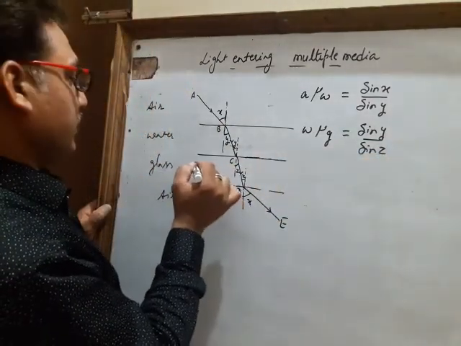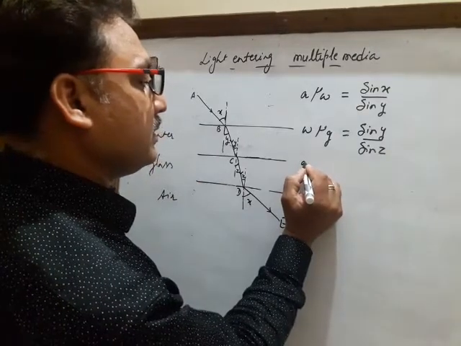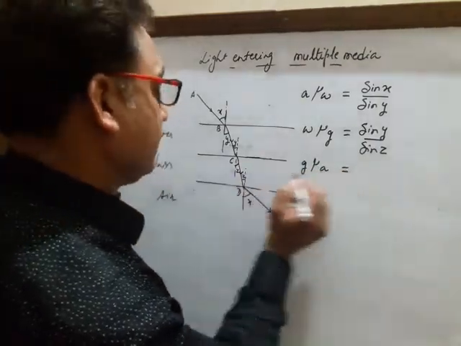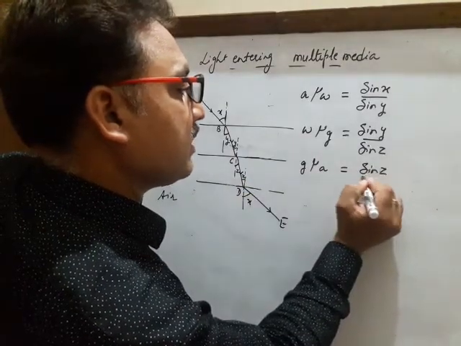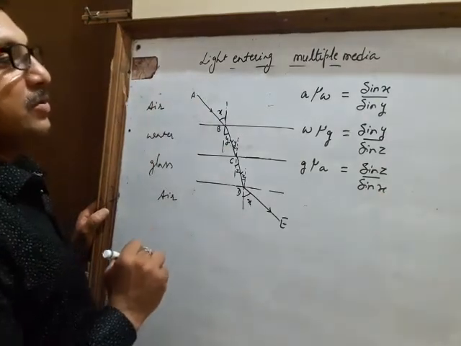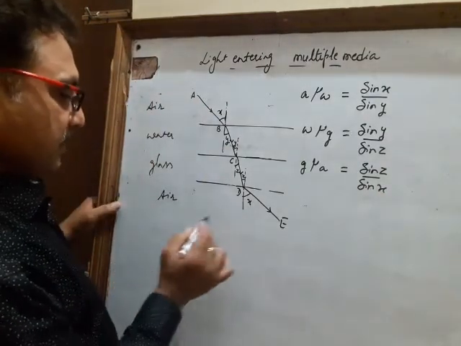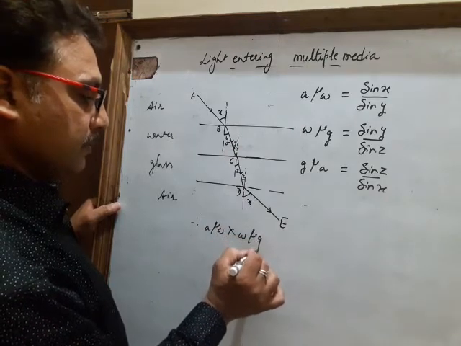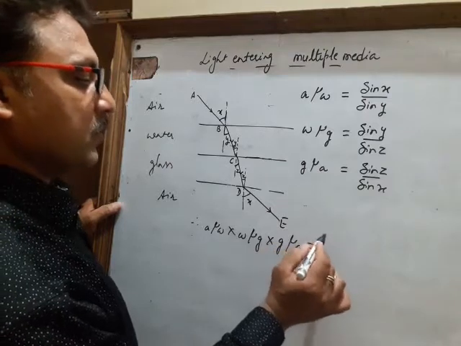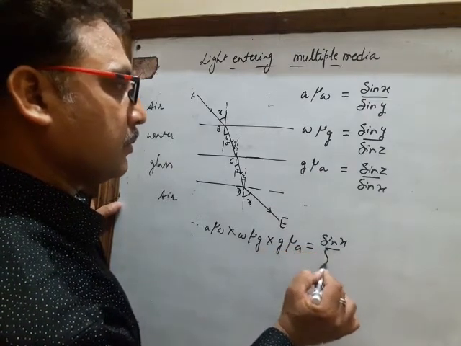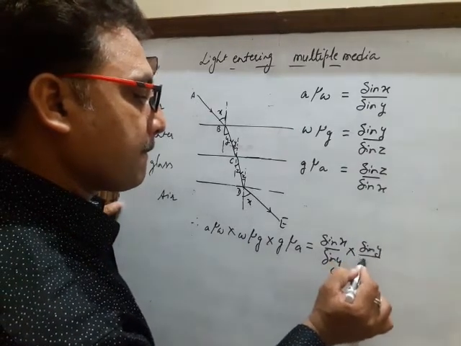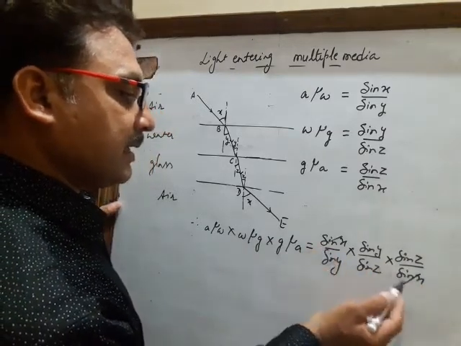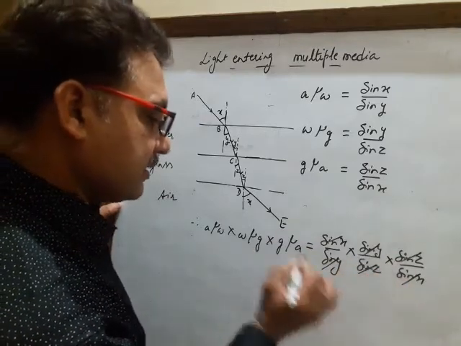Now the light ray enters from glass to air. So you write g mu a, refractive index of air with respect to glass. What will be the value? Sine z upon sine x. So this is how you write the refractive indices. Therefore, on multiplying all three, what will you get? Sin x cancels out, sin y and sin z also cancel. Similarly, this you get as 1.